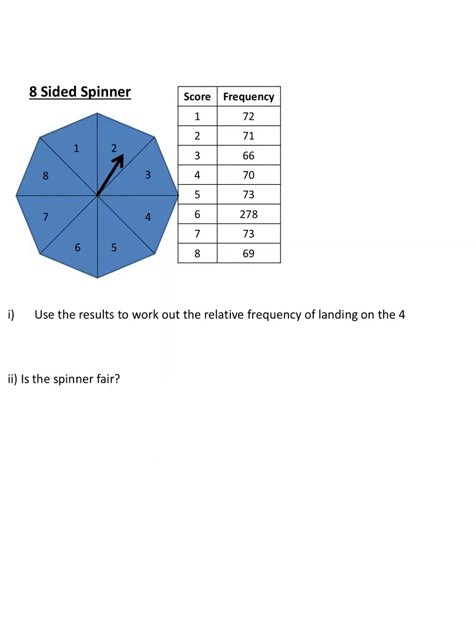Okay, let's have a look at some more. So this one here, we have an 8-sided spinner, and then we have all the scores here, how many times it lands on each number. For part 1, we need to use the results to work out the relative frequency of landing on the 4. So the first thing I'm going to do is get my total. So I'll add up all of these numbers. That's going to be 772. Now for 4 then, that's going to be 70. So the relative frequency of landing on the 4 is going to be 70 out of 772.